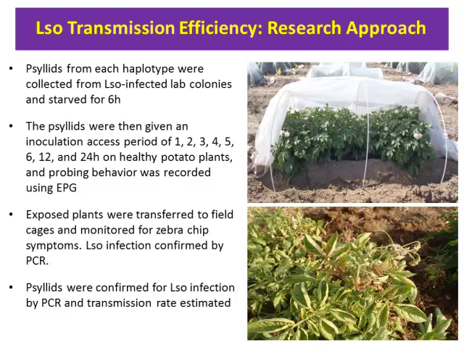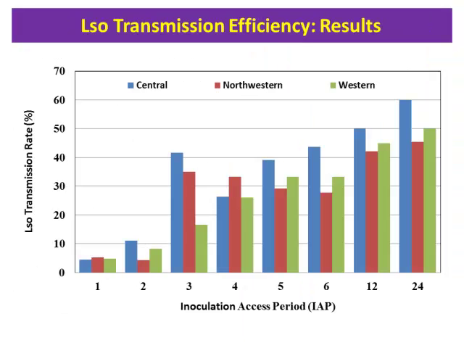These plants were transplanted in cages like this, and then we just try to observe for symptoms to see if they're going to develop symptoms. And then, of course, the plants were tested for LSO to confirm they were infected with the bacterium. So here is the summary of the results. As you can see here, we have 1 hour, 2 hours, 12 hours, 24 hours.